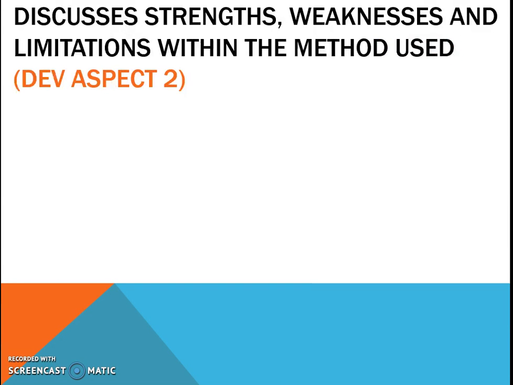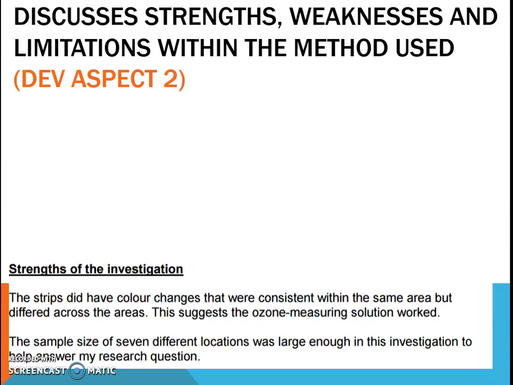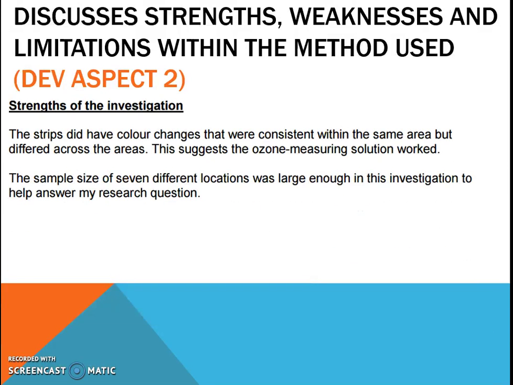The next part is talking about strengths, weaknesses, and limitations in your planning, which is what they mean by the method used. So you made a plan of attack and you justified why you were going to do your experiment or research in a particular way, whether it was transects or whatever. This person used these weird strips, right, to measure ozone, which is not the perfect thing. They only changed color and they didn't necessarily start with a numerical piece of data. So they did say that the color changes were consistent, so consistency is good.